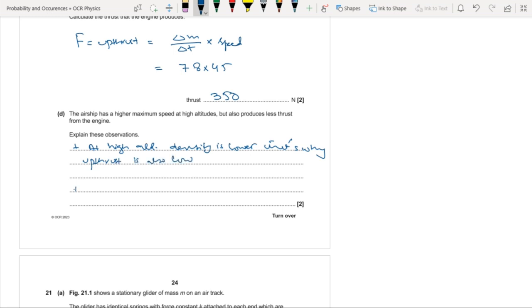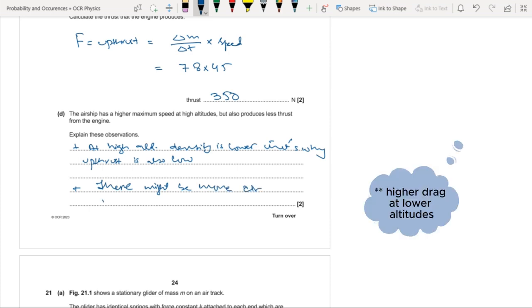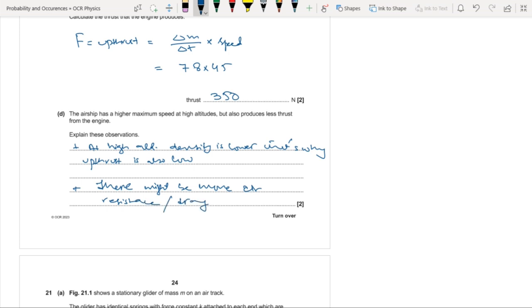Also, since this is a 2 mark question, we might as well explain one more observation. If the engine produced less thrust with all the same parameters as before, we can also say that there might be more air resistance. Air resistance or drag. Yeah, that's it. I think that would suffice.